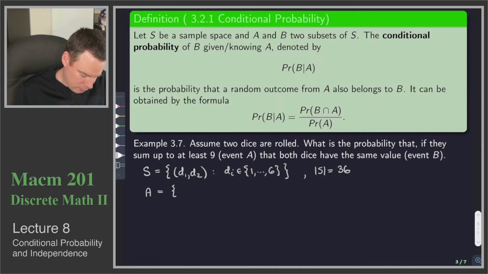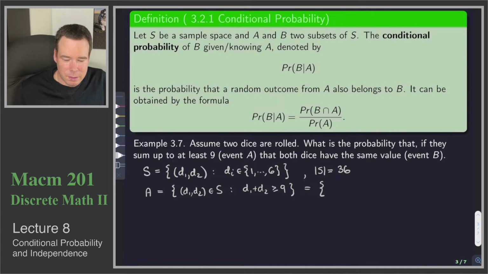So what that tells us is it's the set of all pairs in S such that D1 plus D2 is at least 9. What is that as a set? We're going to want to count this, so maybe we'll just list it out and then figure out how many elements there are. If the sum is to be at least 9, then one of the dice has to have value 3 or more. So maybe we'll start with die 1. Die 1 could have 3, and then die 2 would have to have 6. It couldn't have 5 because that sum would be 8. So it has to have at least 6.